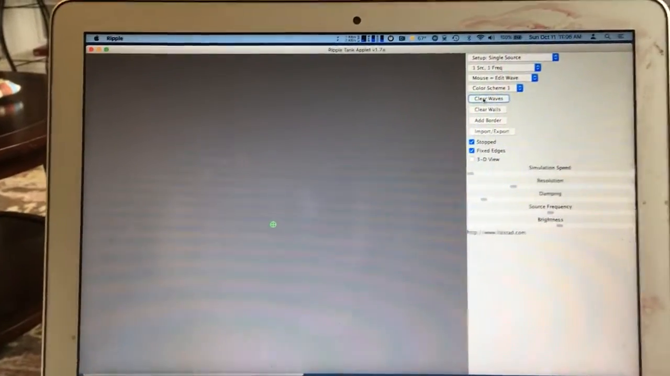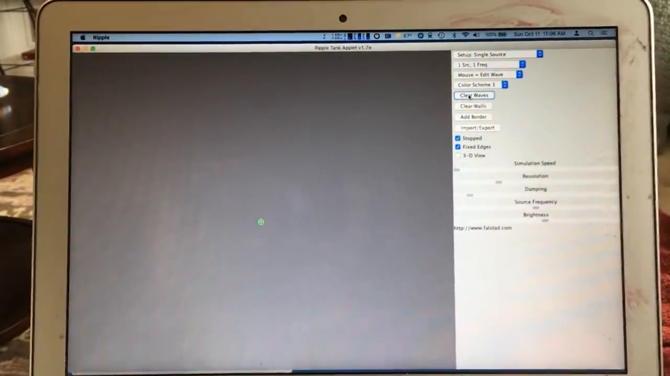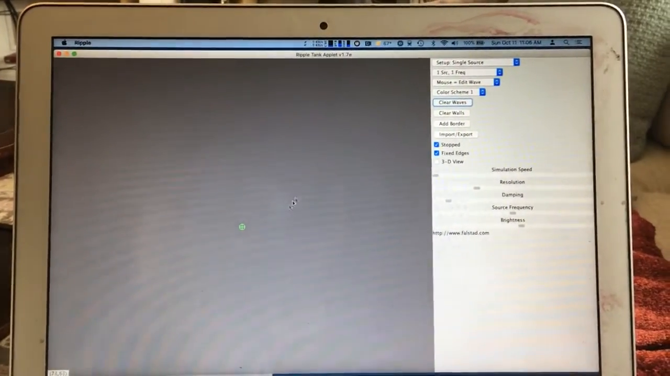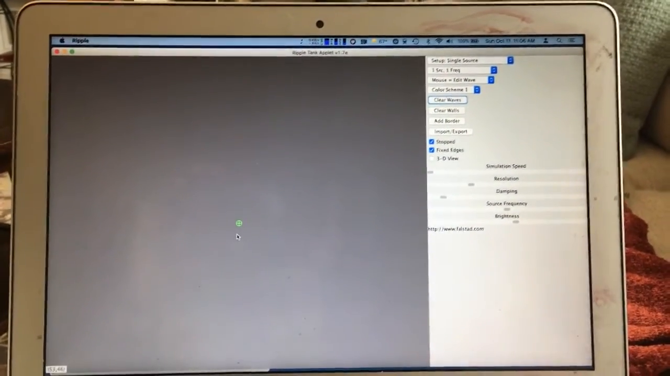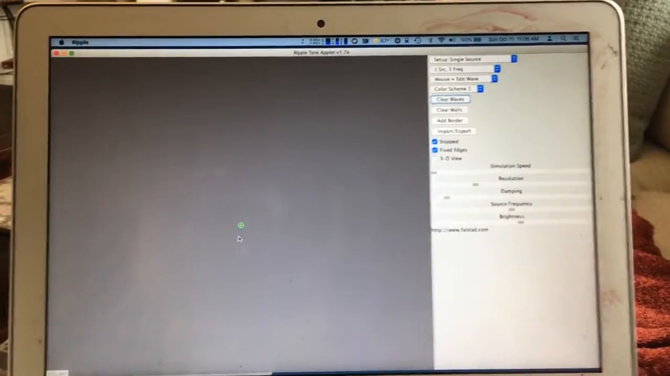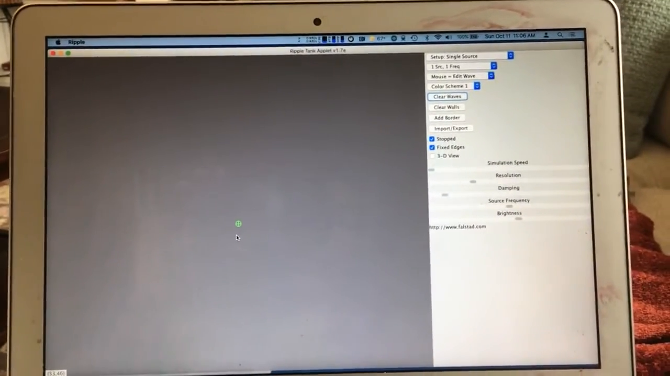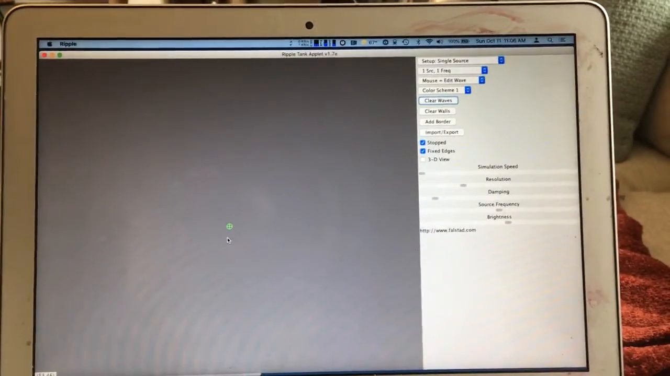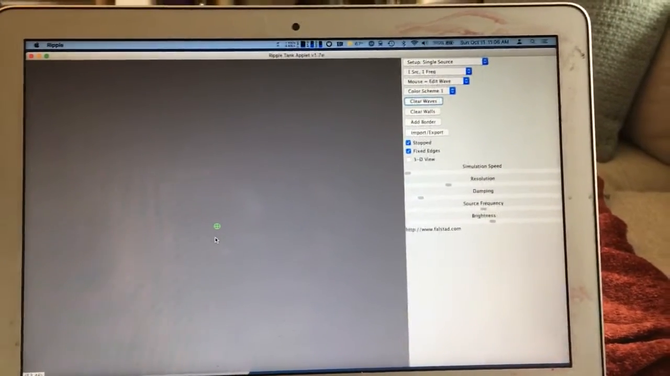This program is called a ripple tank simulator. A ripple tank is like a tank full of water that has a little mechanical oscillator going up and down, making harmonic water waves. So this computer program mimics, in a much more controllable way, what you would see in a ripple tank.